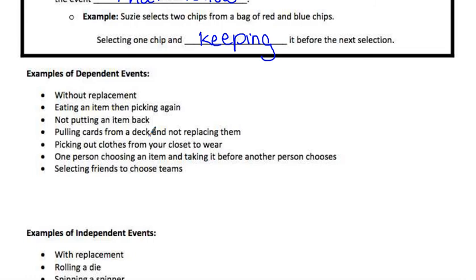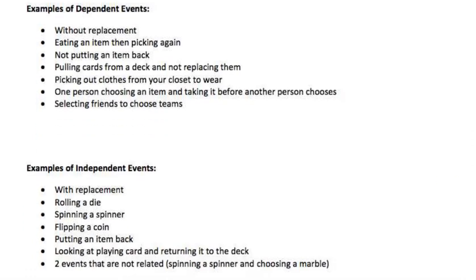One person choosing an item and taking it before another person chooses. So say you're at the library and your friend picks a library book, and then you're going to pick a library book right after them in the checkout line. If they found the book first, then you can't also get the same book unless there's more than one. And then the last thing is selecting friends to choose teams. So maybe you're playing dodgeball and you're counting off for teams. If one person gets selected for team A, that same person can't get selected for team B. So they're out of the pool for you to pick from.